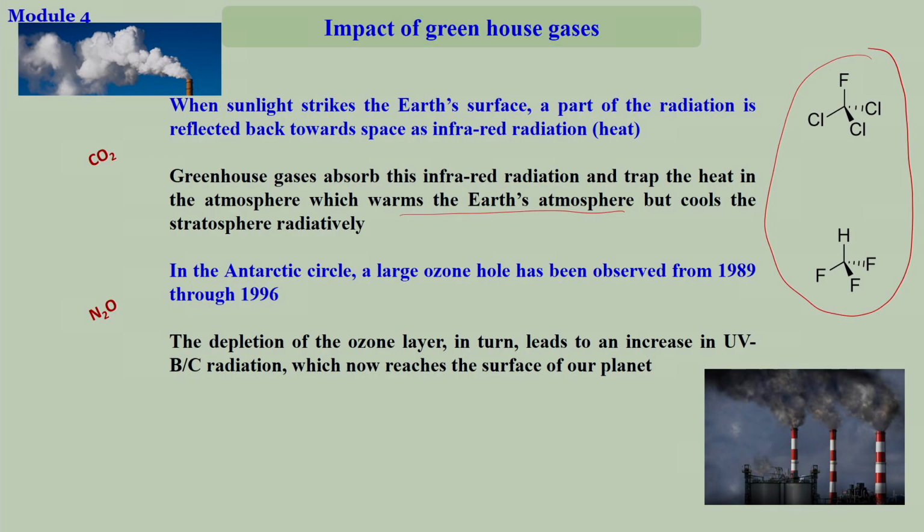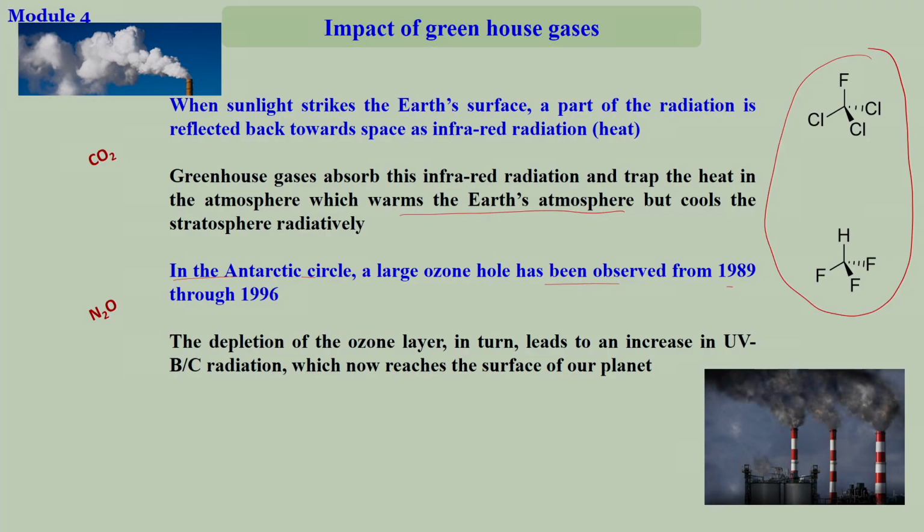So, this is a fact that in the Antarctic Circle a large ozone hole has been observed from 1989 to 1986. So, this whole thing is related to the depletion or to the destruction of the ozone layer. The depletion of the ozone layer leads to an increase in the UV radiation, which now reaches the surface of our planet. I will show you how.